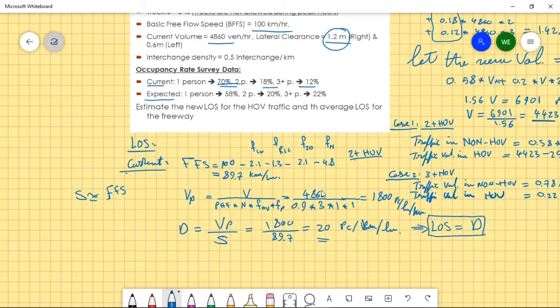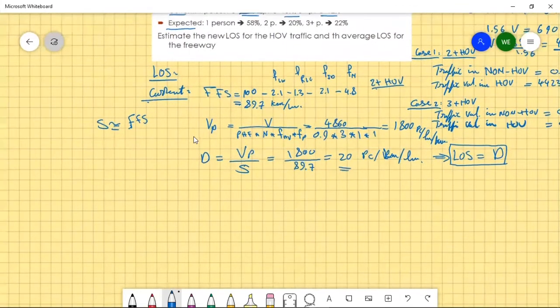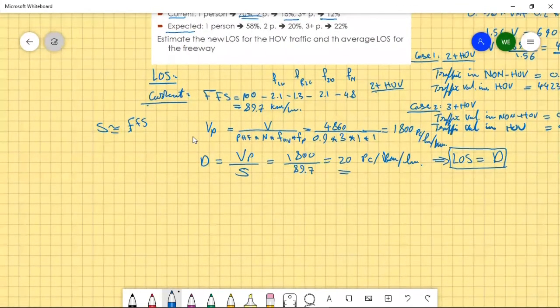Let's check level of service in case when we have an HOV lane. So here, LOS with HOV lane in place.